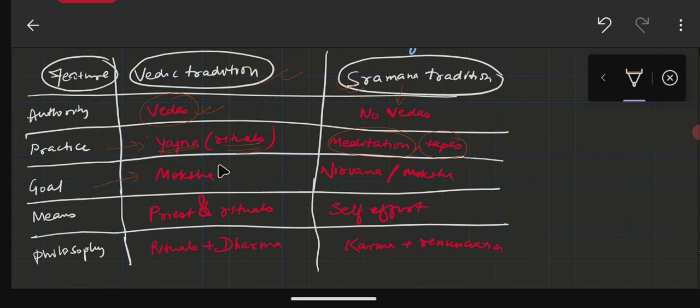The goal is more or less similar, but there is a difference between goal that we'll study in further lecture. So goal of Vedic tradition is moksha, while as Shraman tradition is nirvana and moksha. That is more or less the same word, but difference lies in them. So the means to attain this moksha was done in the Vedic tradition through priest and rituals, while Shraman tradition put more emphasis on the self-discipline to attain the moksha. Vedic tradition's philosophies were based on rituals and dharma, while the Shraman tradition's philosophies are based on karma and the renunciation.